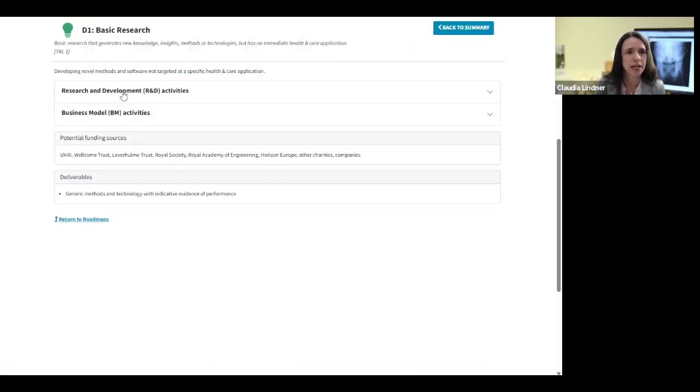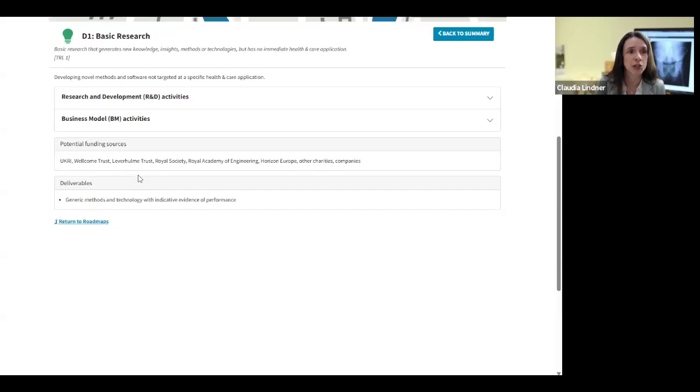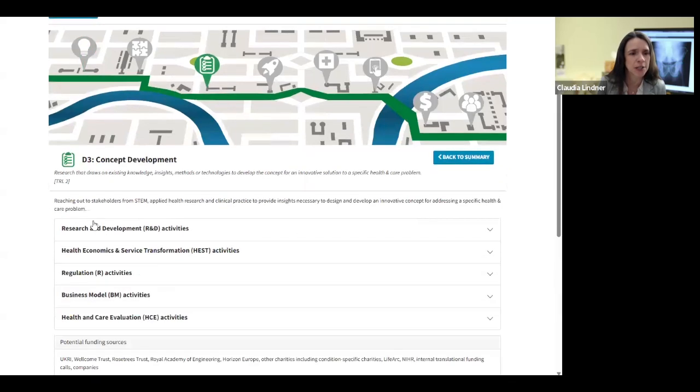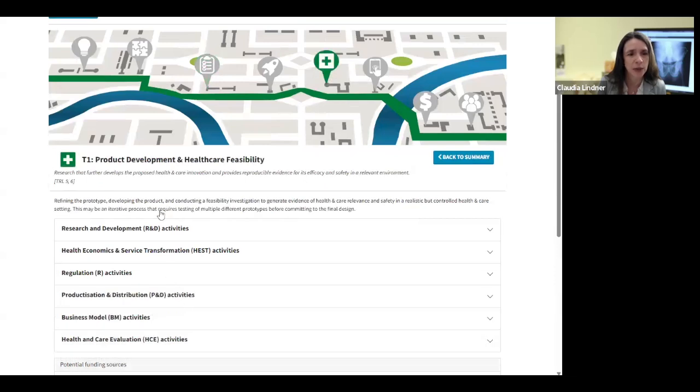But what you can do is choose any of these stages. For example, if I choose stage D1, the very first basic research stage, you can see 2 of our strands coming in here. For each of the stages, we also have some suggestions on potential funding sources, who to approach to seek funding, and also deliverables to achieve as part of that stage to successfully progress. Now, D1 only has 2 of our strands. If we click on a more advanced stage, D3, for example, we now have 5 of our strands, and if we click on T1, we can see all the 6 strands that I mentioned before being represented.